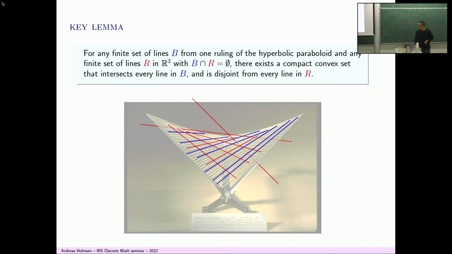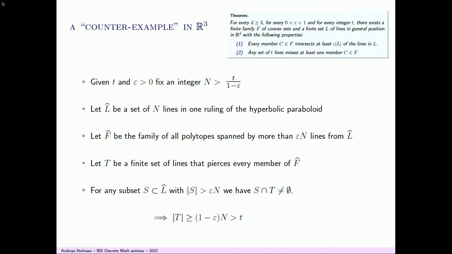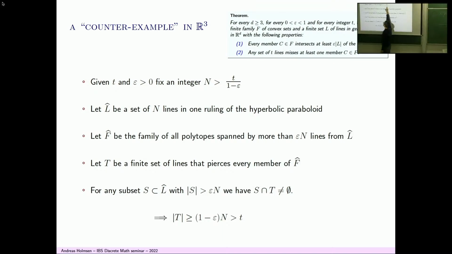Okay, so then it's not too hard to construct our counterexample. So I included a theorem up there as a reminder. Okay, so t was given and epsilon is given, right? And then I pick some integer n, which is bigger than t over 1 minus epsilon. And then I take a set of n lines in one of the rulings. So those are those blue lines.